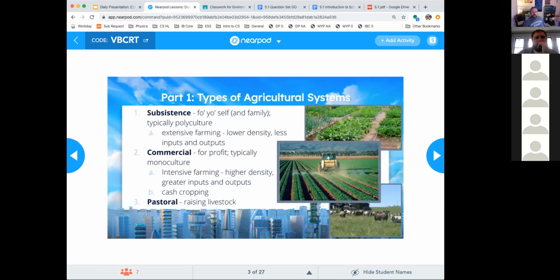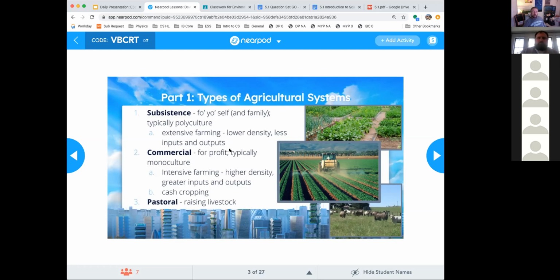And so with this sort of farming, there's less inputs and outputs. It's lower density. You're doing what you can on the plot of land you have, but you're not packing in as much corn as you can per square meter in order to sell some at the market or to your neighbor. You're just trying to make things work for your own family. And so it's not as efficient as it could be.